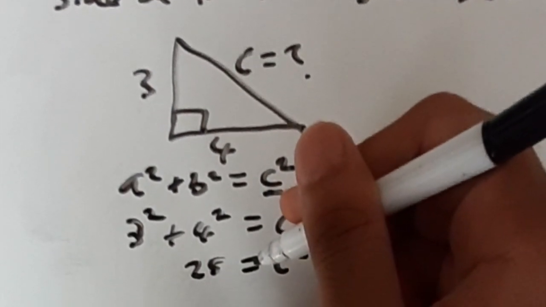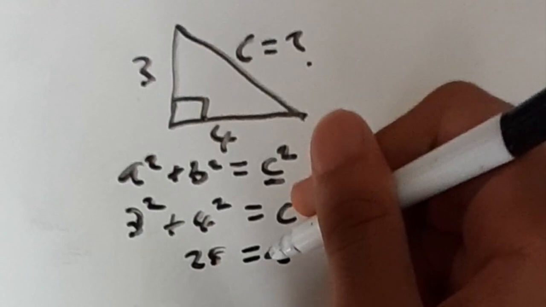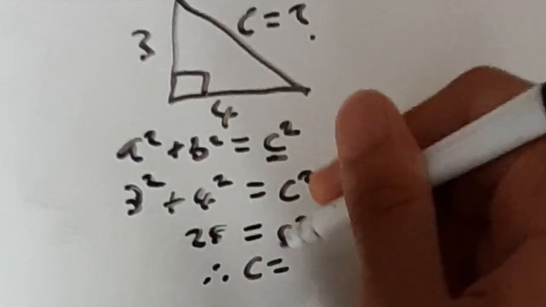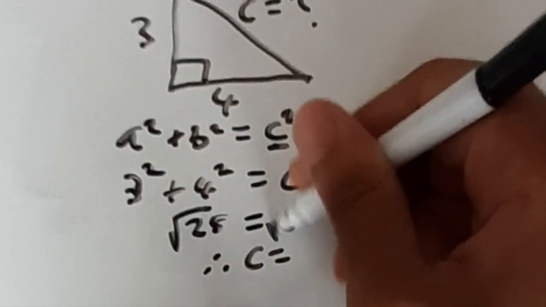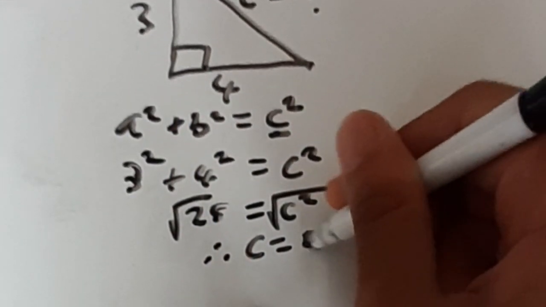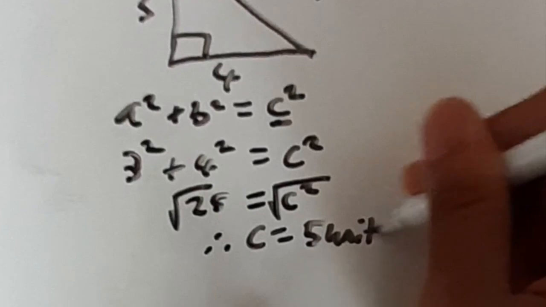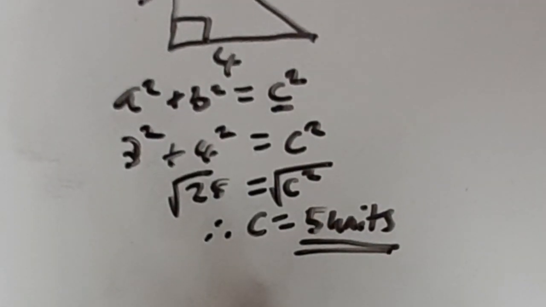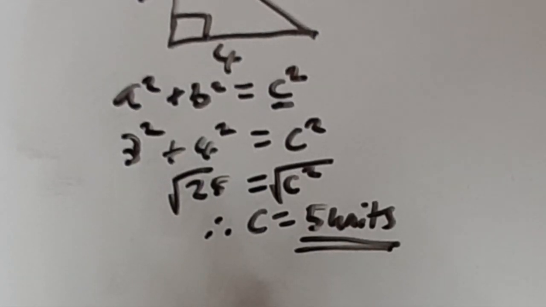Now we take the square root of 25 and the positive case. Therefore, we find our missing side to be positive 5 units, which is the answer. Make sure to also give units as it is a dimension.